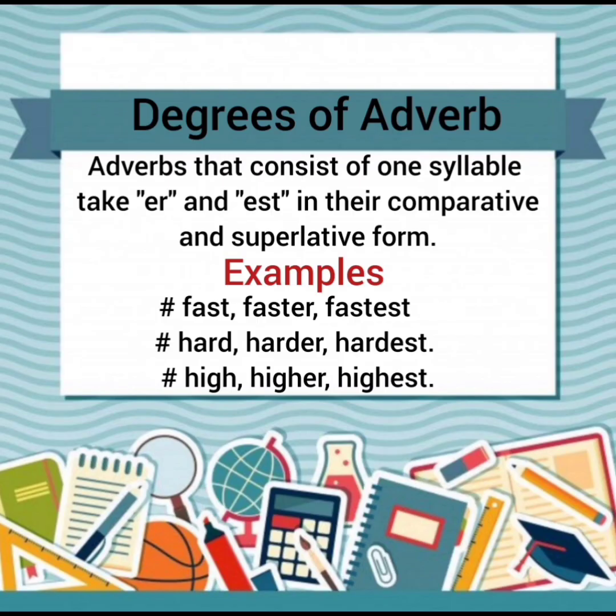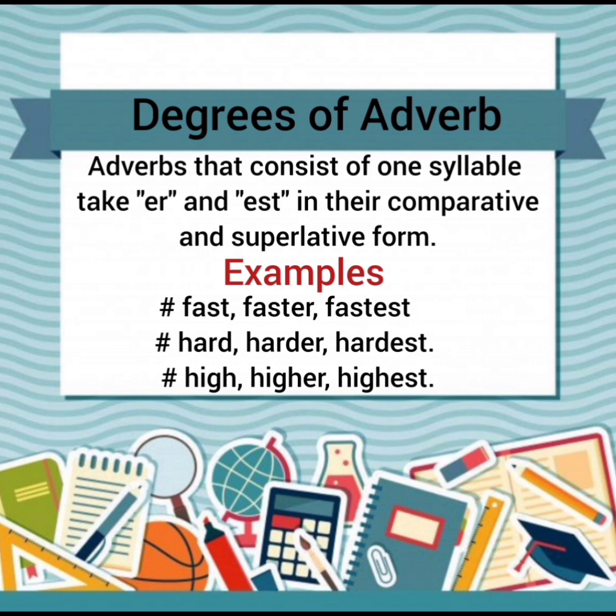Adverbs that consist of one syllable take ER and EST in their comparative and superlative form. For example, fast is a one-syllabic adverb and its comparative degree is faster and superlative degree is fastest, with the addition of ER and EST in their comparative and superlative degrees. Then the next example is hard, harder or hardest, high, higher and highest, etc.